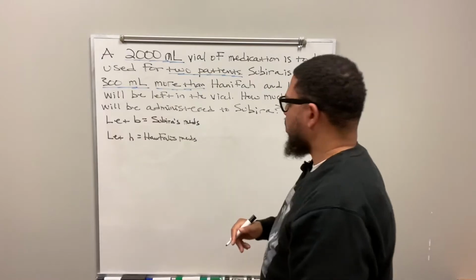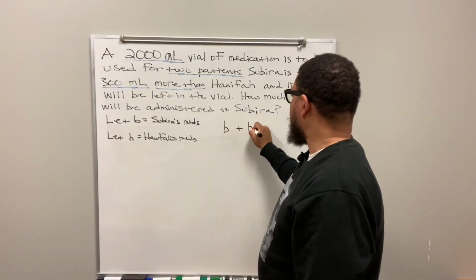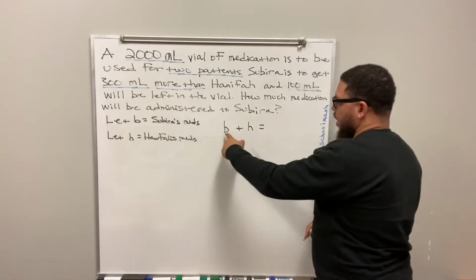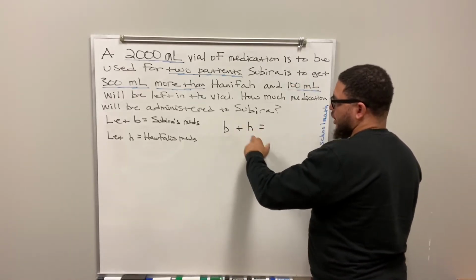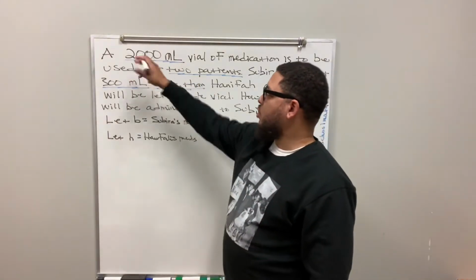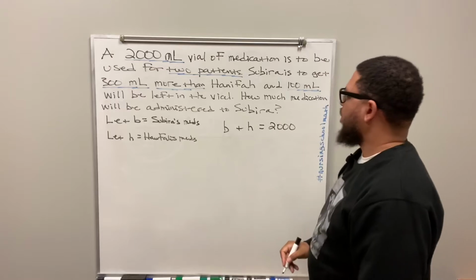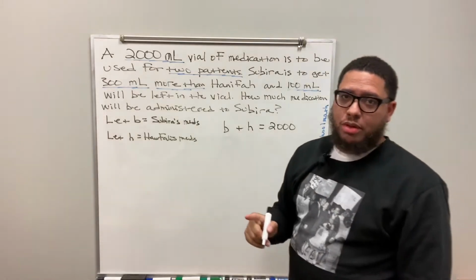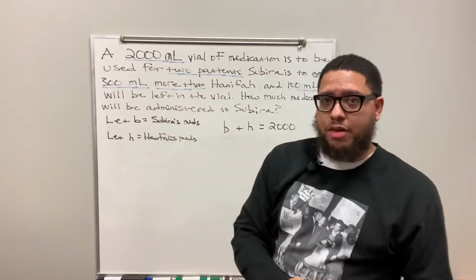All right. So I know one of my equations is going to be this. B plus H, the amount of Sabira's medication plus the amount of Hanifa's medication, is going to equal a 2,000 milliliter vial. So I think. Reading is fundamental, right? I would tell students all the time, you got to read first, then do math, right?